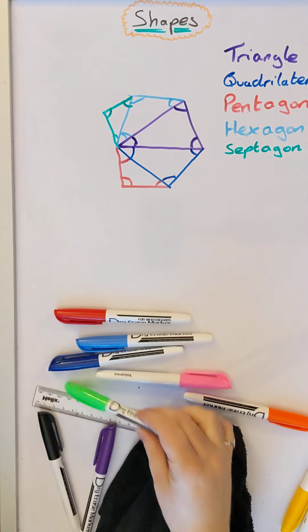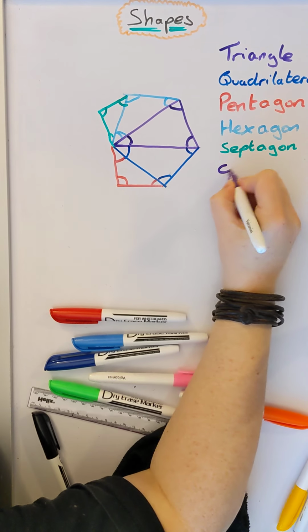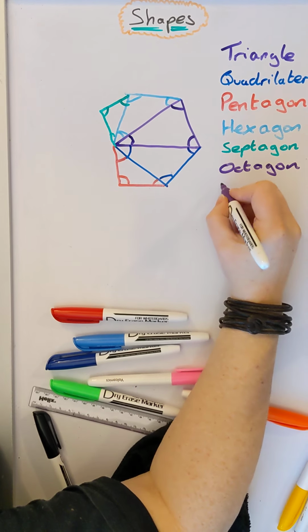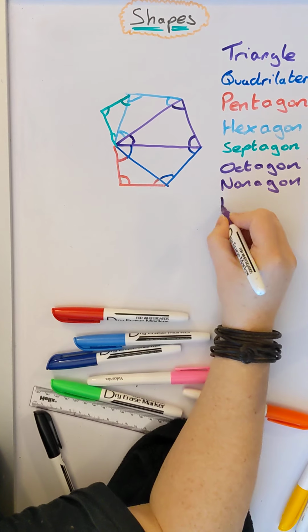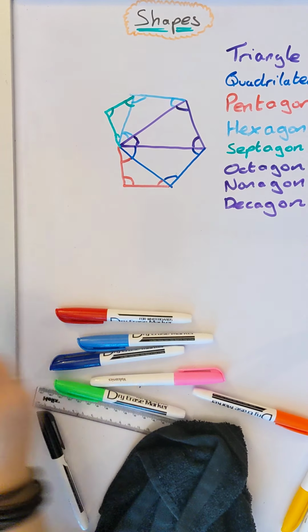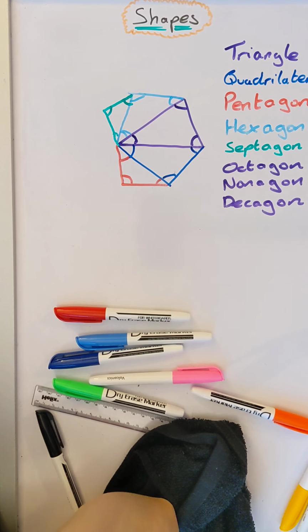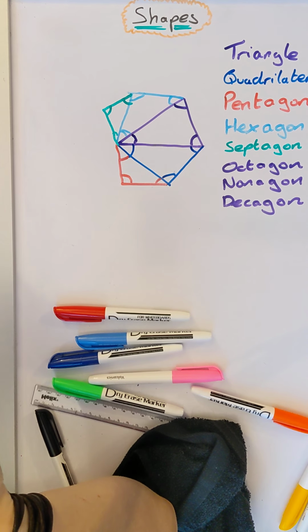And you can carry on. So after septagon, we will have oct. So it's octagon, nonagon, and decagon. You're not expected to remember the names for any of them beyond that. You will never be asked to name them. It's just a question may ask you for some properties of a shape, and it will name the shape, and you would be expected to know that that meant it had so many sides.